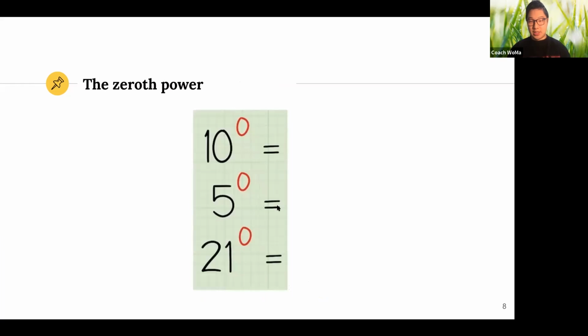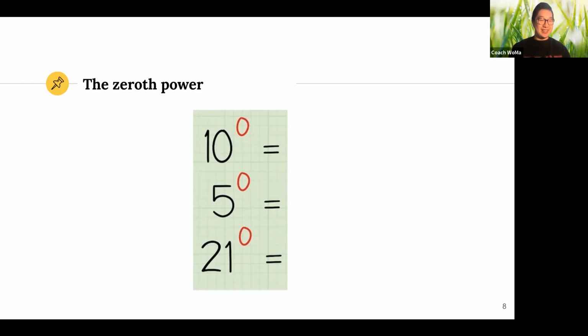So something that we need to know before we move on is the 0th power. So everyone, please send me in direct message what the result is for each of these. So what's 10 to the 0, 5 to the 0, 21 to the 0. All right, so I think everyone got this basically.